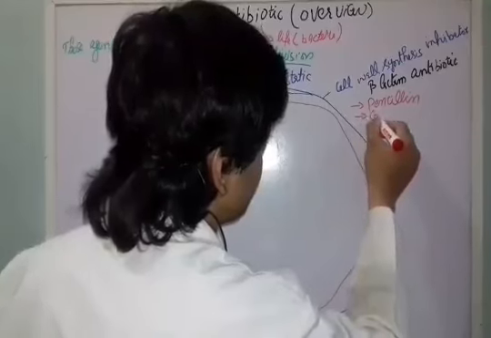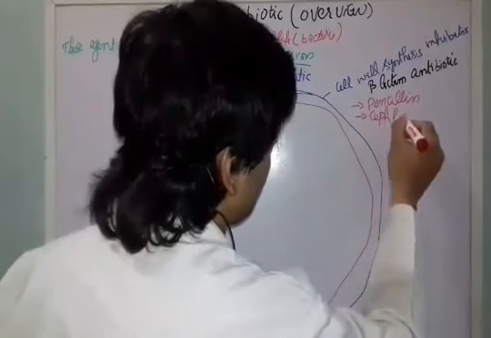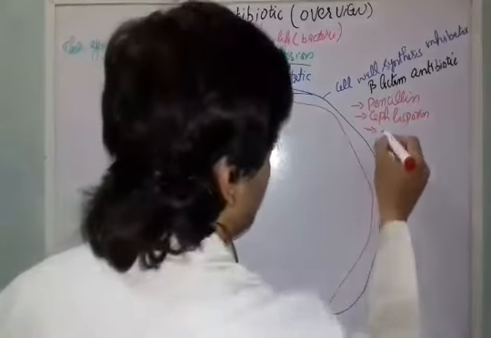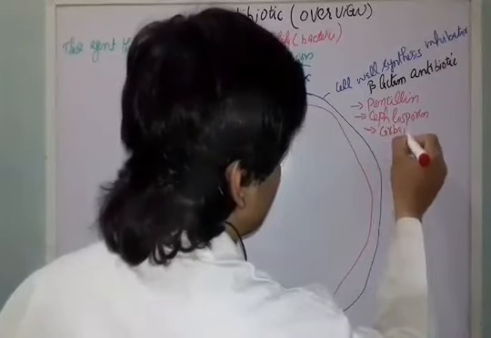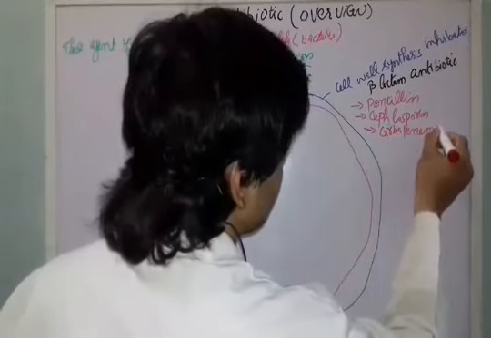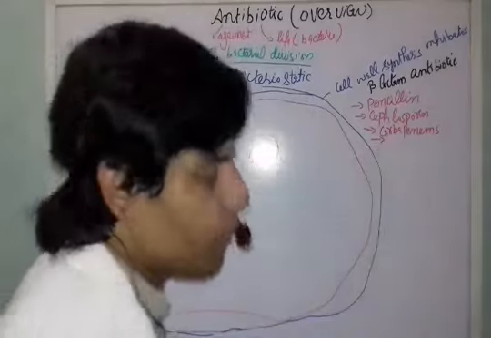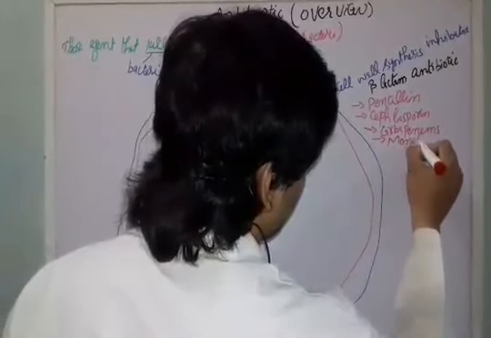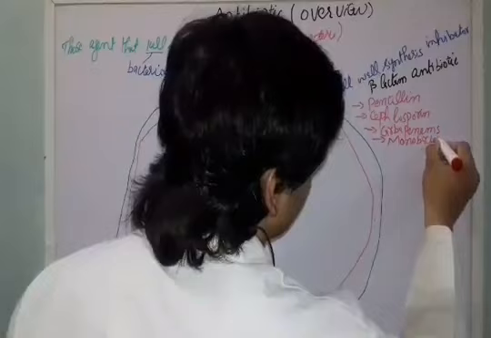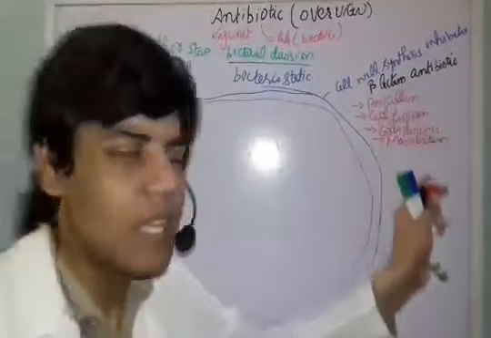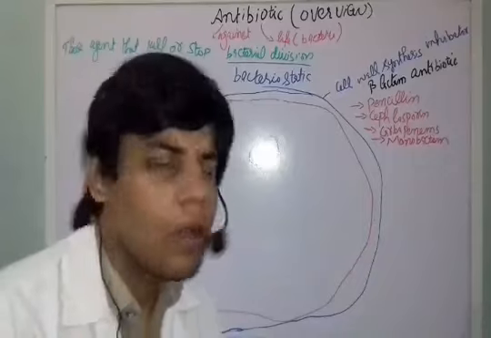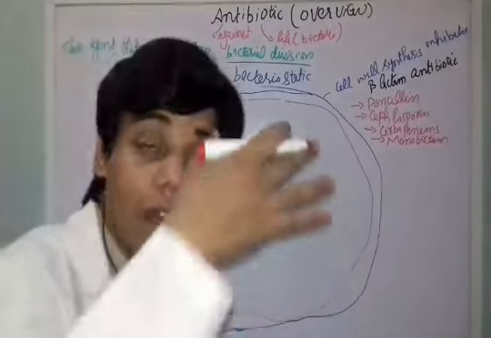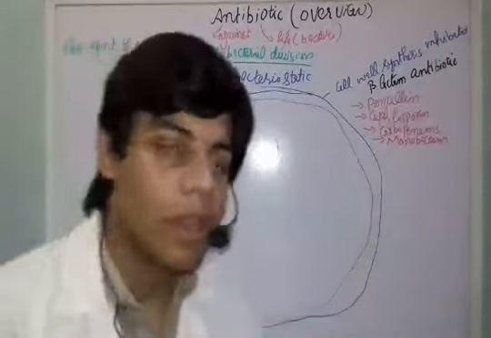The second is cephalosporin. Third we have the carbapenems. Fourth we have monobactam. The mechanism of action of these drugs is similar but a little bit different. We'll talk about their mechanism of action, resistance, adverse effects, and antibacterial properties in our next video lecture.